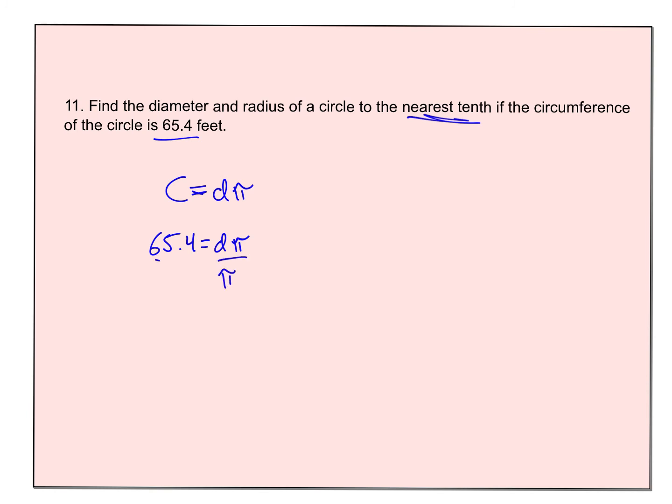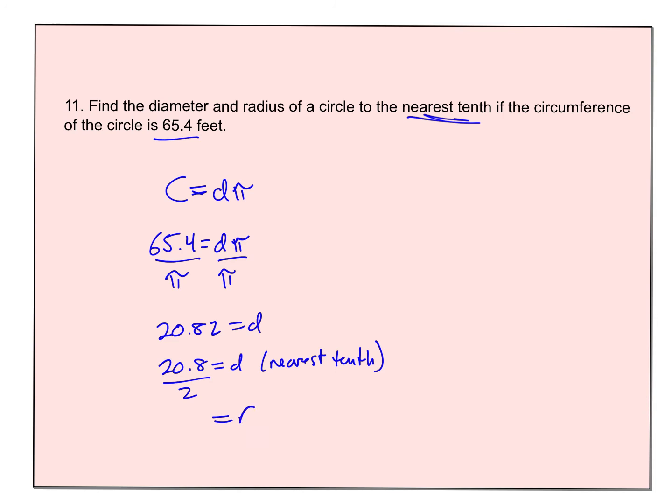So that is going to give me 20.82 is my diameter. So down to the nearest tenth would be just 20.8. So then divide it by 2 to get the radius, which would just be 10.4. So you've got a diameter of 20.8 feet, radius of 10.4 feet, diameter and radius. That's my answer.